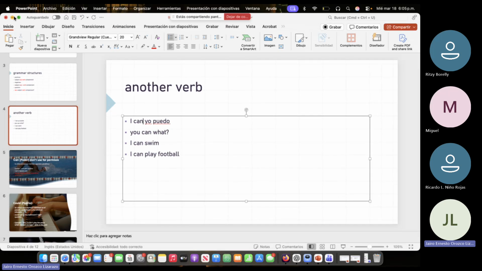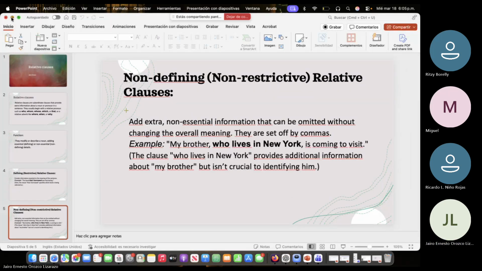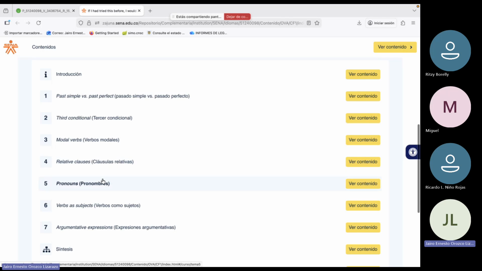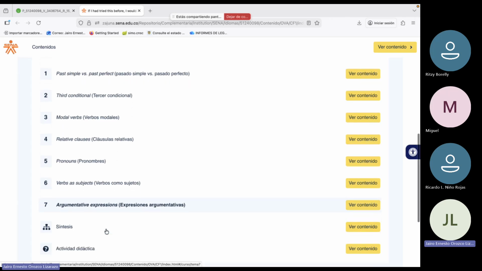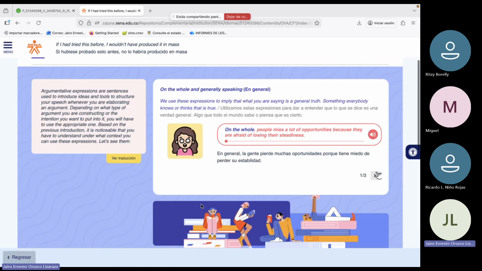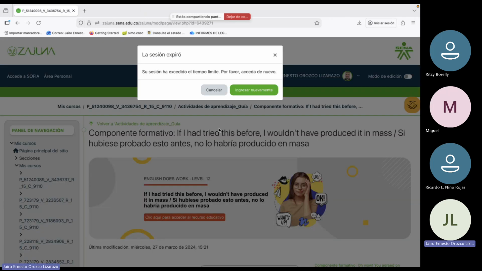Okay, so that's the last topic that we have for today. The next class, we will see relative clauses, pronouns, which are very easy, verb as subject, and finally, argumentative expressions. Okay, cool. So next class, we will see that.